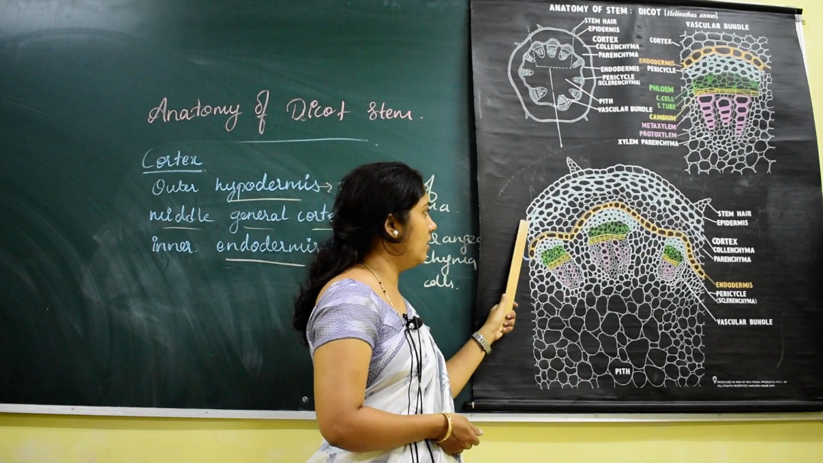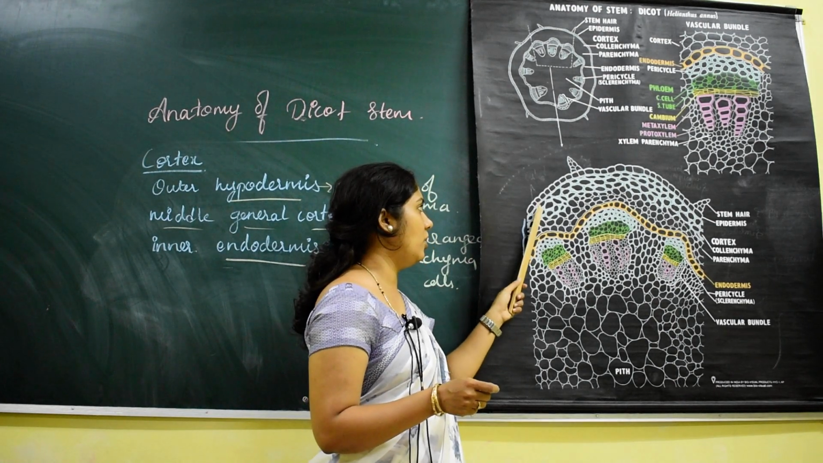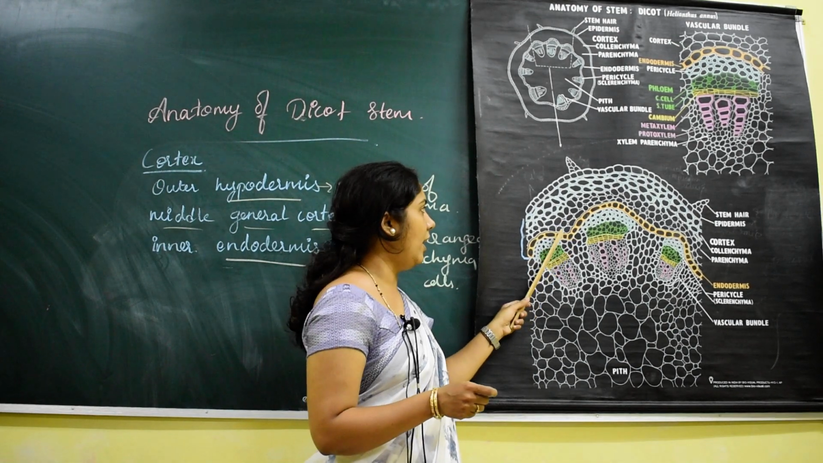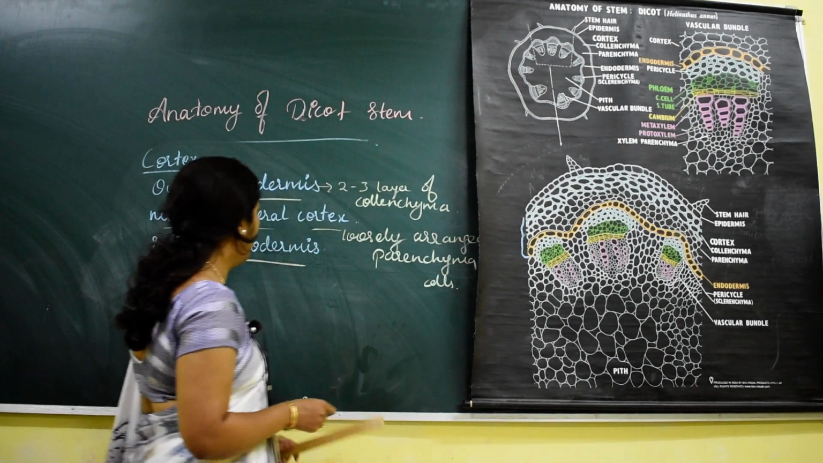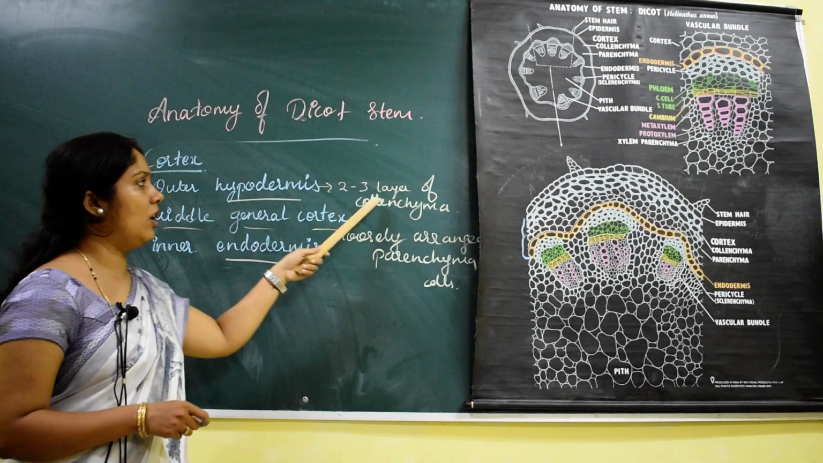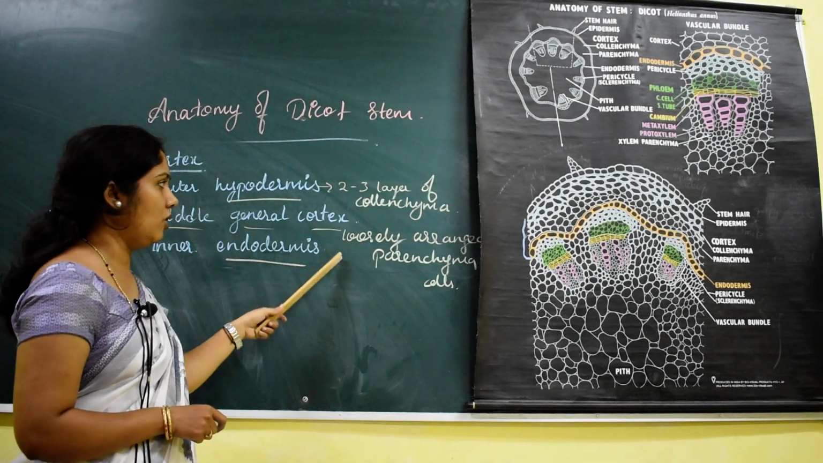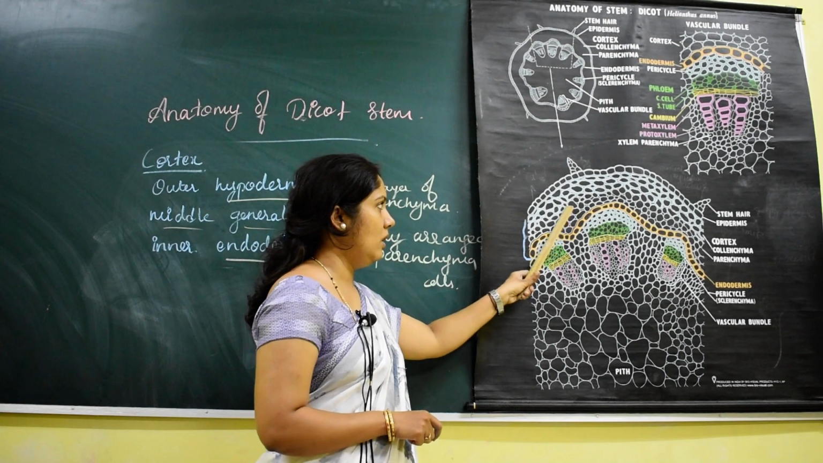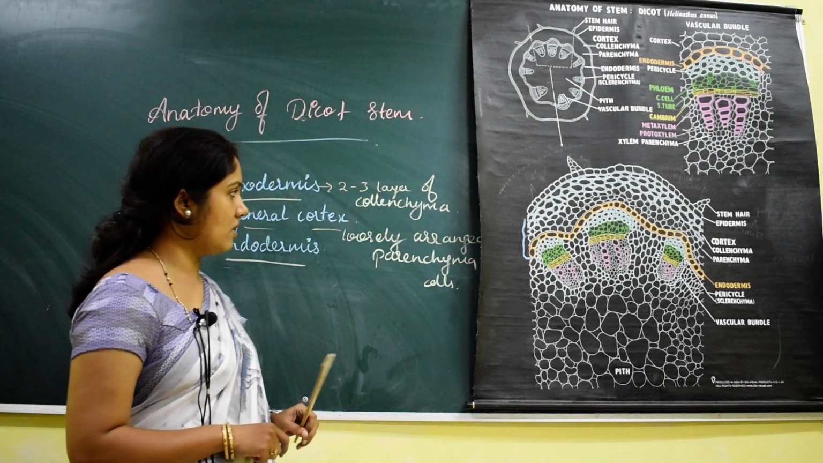Next to that is the cortex layer. The cortex layer is differentiated into 3 regions: hypodermis, general cortex and endodermis. The hypodermal region is made up of 2 to 3 layers of collenchyma tissue. Next comes the middle general cortex. The general cortex is this one, 2 to 3 layers. This general cortex is made up of loosely arranged parenchyma cells.